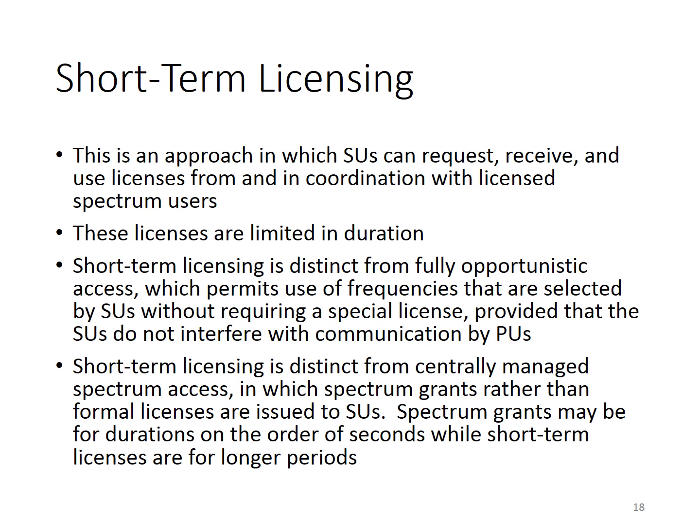Another approach to spectrum access is short-term licensing, which involves leasing of licensed frequencies to secondary users by the licensed primary user. This approach is not fully opportunistic because it requires secondary users to coordinate with primary users, and also it is distinct from central management of spectrum access because formal licenses are involved, and these licenses typically have much longer durations than the spectrum grants provided by a SAS.